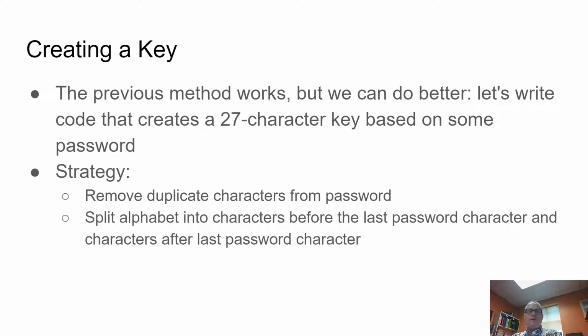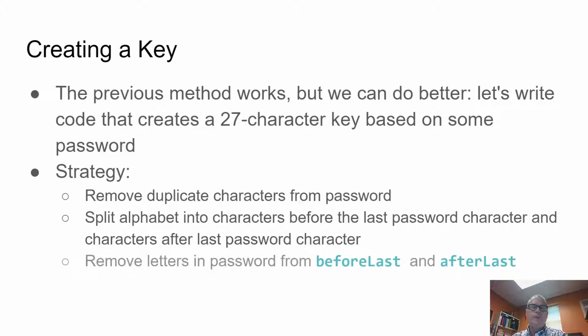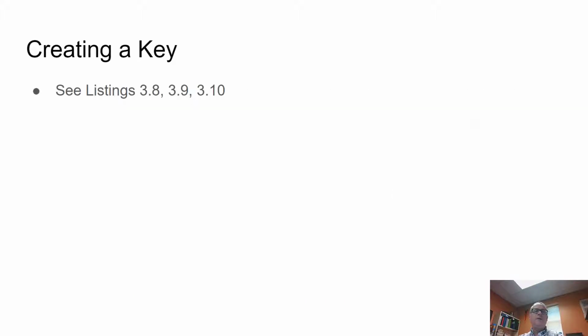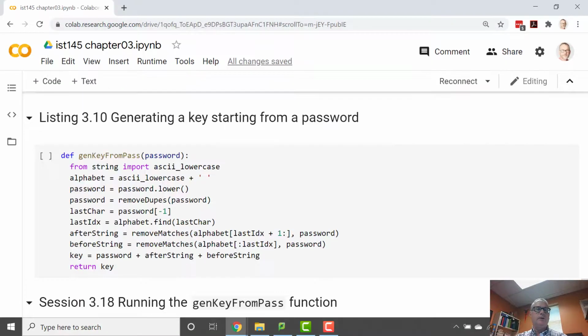Secondly, we'll split the alphabet into characters, all those that come before the last password character and all the characters that come after the last password character. Then we'll remove our letters in the password from those two strings, before last and after last. And then finally, form our key by concatenating the password, the after string, and the before string into one large 27-character string. All right, so that can be found in listings 3.8, 3.9, and 3.10 of your text. So let's take a look at those.